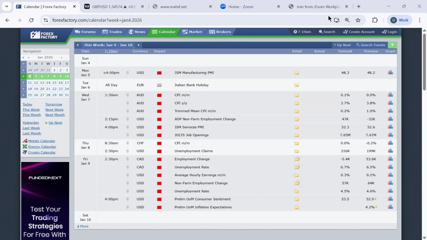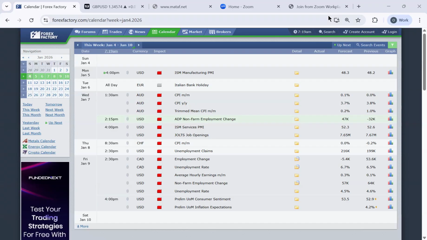Starting from the fundamental outlook, we're looking at the market on the high impact news only. On Monday the 5th, we have just one, on the US dollar, coming up at 4 p.m. Nigerian time: the ISM manufacturing PMI. And on Tuesday, January 6th, we have a bank holiday covering the euro, so there may be a slow day at the office.